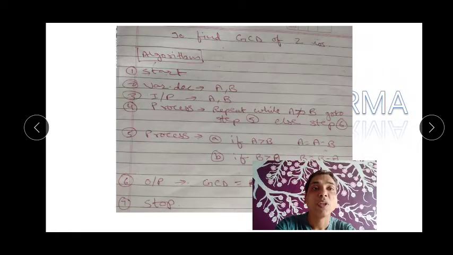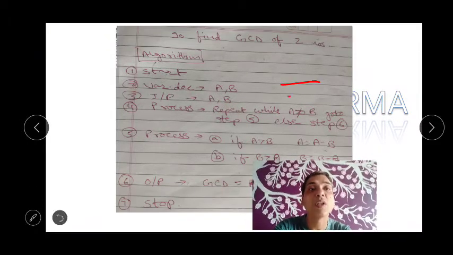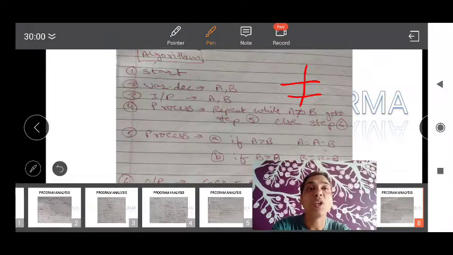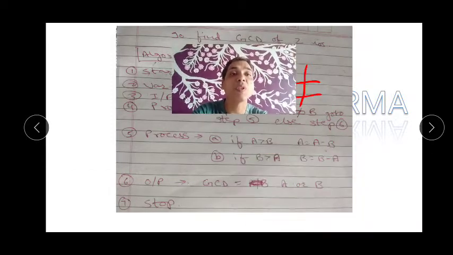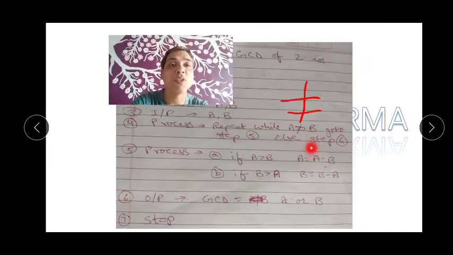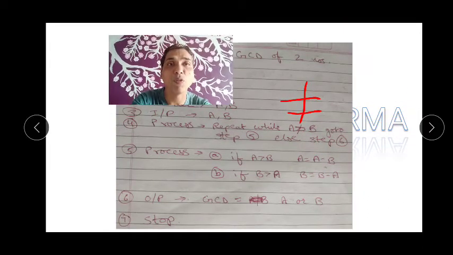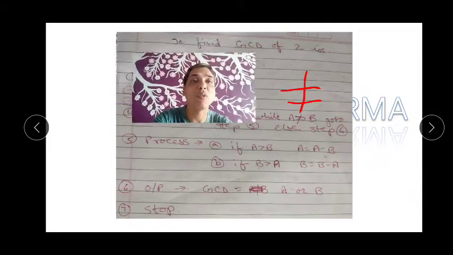So process: repeat while a is not equal to b. Okay, this sign is written as not equal to. If this is true, go to step number 5, else go to step number 6. Now when you go to step number 5, can you see again we are having conditions. If a is greater than b, a is equal to a minus b. If b is greater than a, b is equal to b minus a. You will be thinking what it is and how we will be getting this output. Don't worry, when we go to step number 6, can you see GCD equal to either a or b. Now you can stop the algorithm.